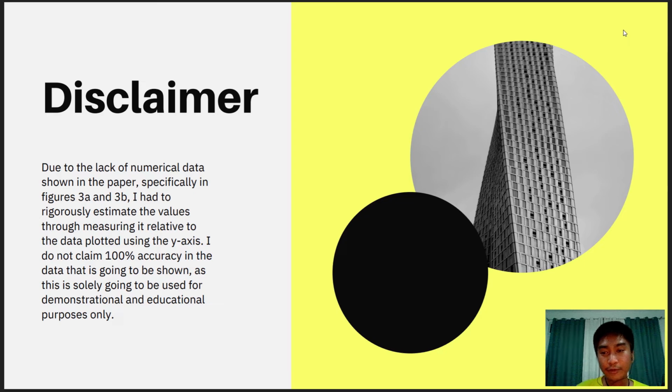I'm going to run you through the disclaimer of this presentation. Due to the lack of numerical data shown in the paper, specifically in figures 3a and 3b, I had to rigorously estimate the values by measuring them relative to the data plotted using the y-axis. I do not claim 100% accuracy in the data that is going to be shown here, as this is solely going to be used for demonstrational and educational purposes only.